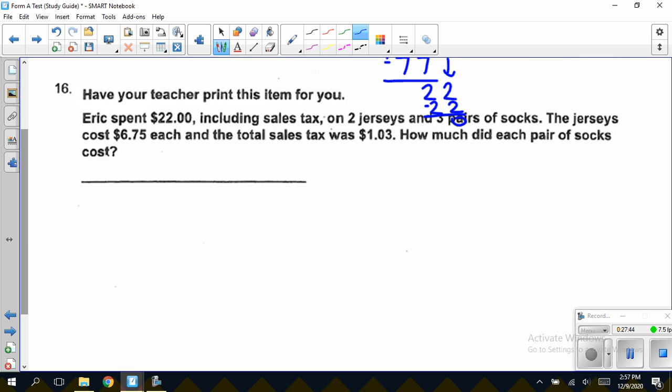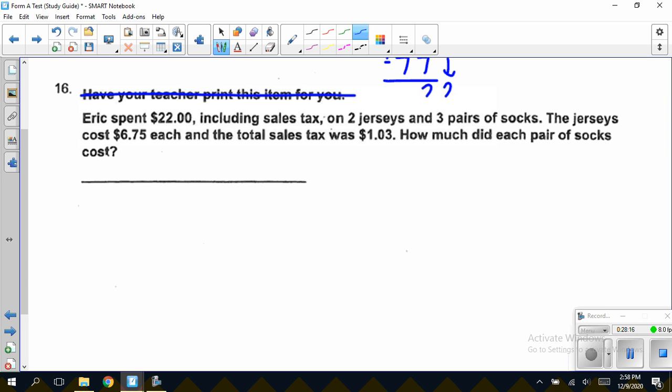Moving on to question number 16. Again, you don't need this top part. I'm going to erase my subtraction from my division problem from the one above, so that way we can easily read this. All right, so for this question, it says Eric spent $22, including sales tax, on 2 jerseys and 3 pairs of socks. The jerseys cost $6.75 each, and the total sales tax was $1.03. How much did each pair of socks cost?